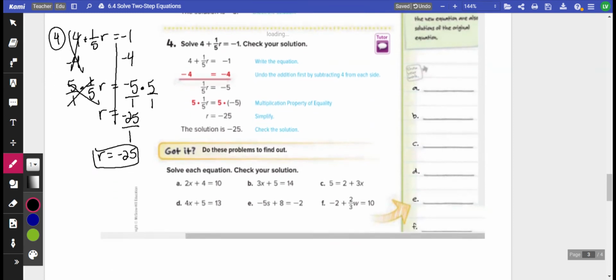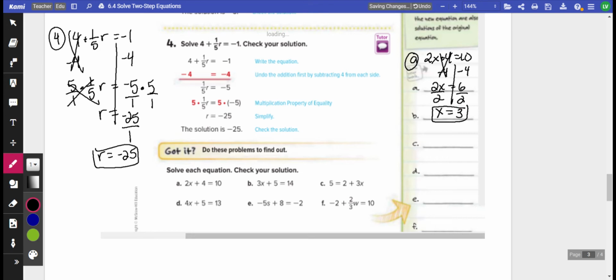So we're going to try A, B, C, D, E, F. I'm going to show my work for A over to the right. 2x plus 4 equals 10. Extending my equal sign, I'm going to subtract 4 from both sides. 2x equals 6. Divide both sides by 2. Get x equals 3.